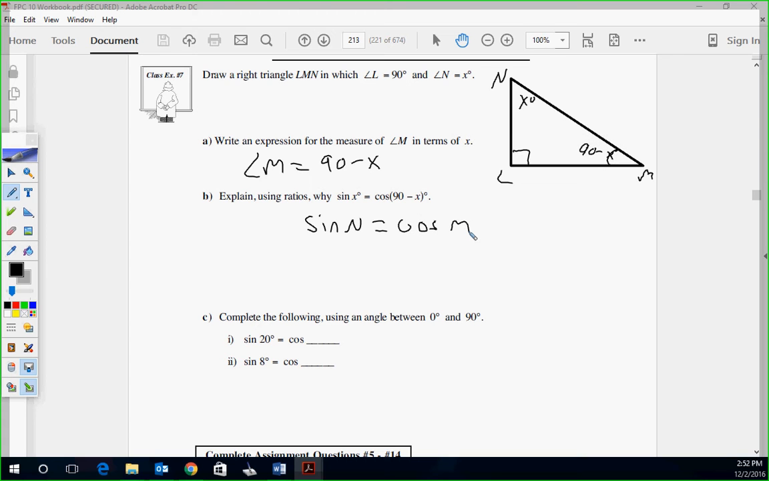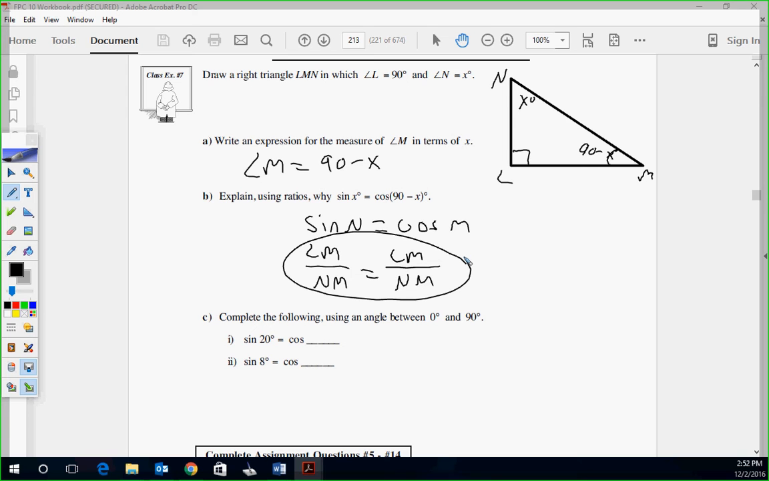Let's set this up. Sine of n is what ratio? Lm over nm. Cosine of m is ln. Oh, nope, adjacent. Lm over nm. You just proved that they're equivalent.